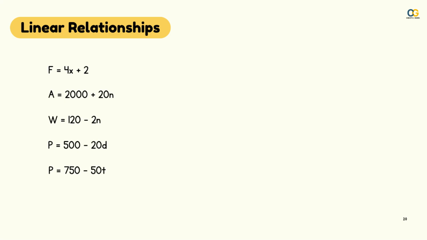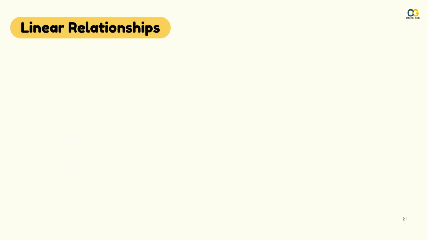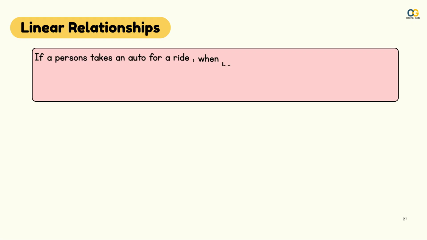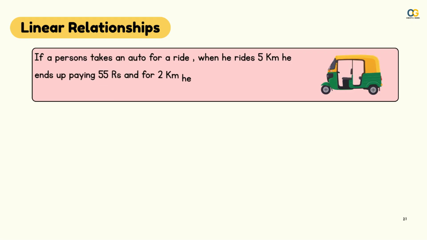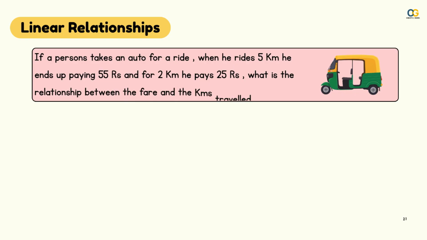Now this is in the form of y equals ax plus b, where x and y are the input and output of this function. We can always find the relation between x and y by finding out what a and b are. So all we need is two values of x and y, which can help us find the relation between them. Let us see an example to understand this better. If a person takes an auto ride, and whenever he rides 5 kilometers, he ends up paying 55 rupees.